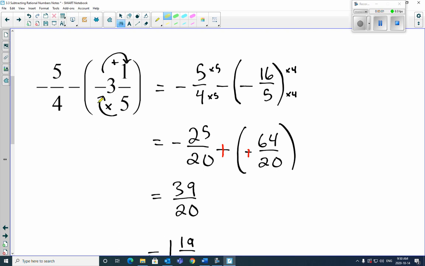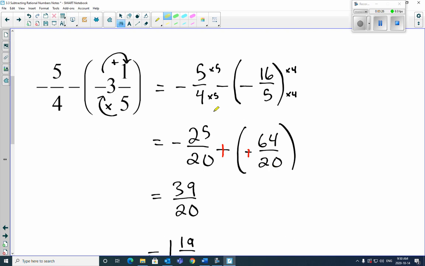What did we say about mixed fractions? Should we change them to improper? Well, of course. To do that, we go 5 times 3, 15 plus 1 is 16. So we end up with 16 over 5. So we have negative 5 over 4 minus negative 16 over 5. We need a common denominator. Our common denominator is going to be 20. So we multiply over here, the top and the bottom, by 5, and we end up with 25 over 20. Over here, we multiply everything by 4, so we end up with 64 over 20.